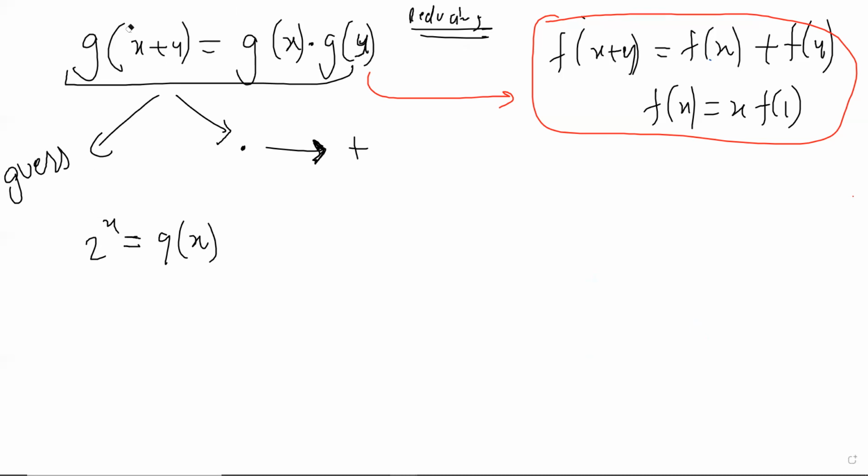So this is your guess, and of course this is not the only answer. You can take 3 to the power x, it will also work. But the idea is that the answer is like this. Now how do we convert this kind of function to this kind of linear function?